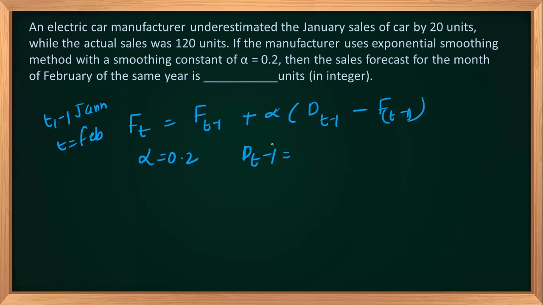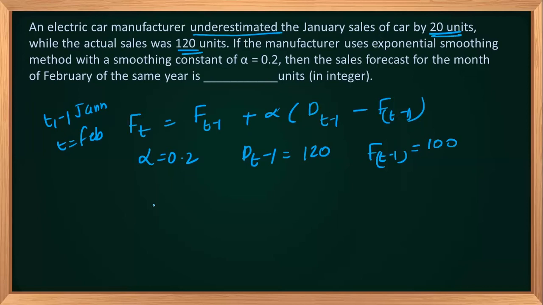So D(t-1) is how much? January's actual sales will be 120. And what will F(t-1) be? It says that it is underestimated by 20 units, which means F(t-1) will be equal to 100. We only thought that it will be 100, so we might have already manufactured only 100, but it turned out to be 120, so you have underestimated by 20 units. This is the meaning of it.